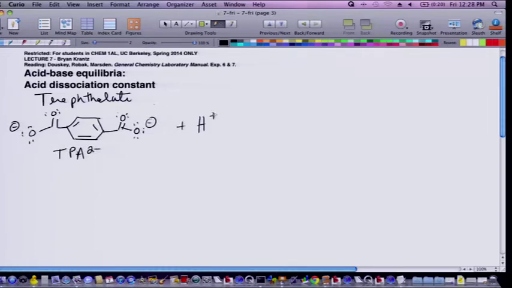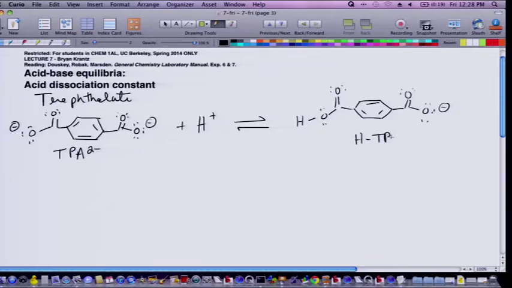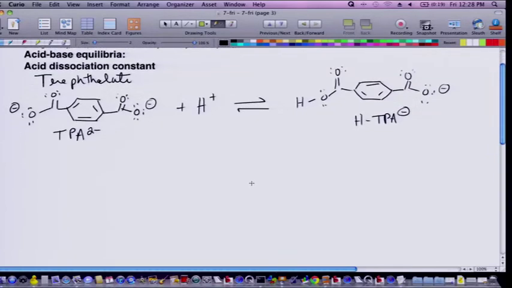If we add a proton to that, we would get a protonated form. Okay, and we're going to call that HTPA 1-, or just minus with a circle around it, however you want to do it in your notes. Okay, so that's actually a proton. This is a proton association reaction.